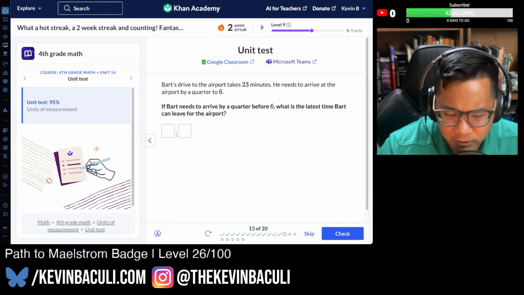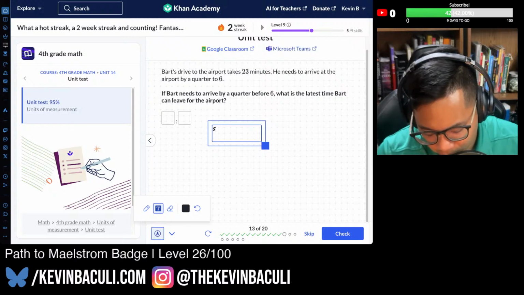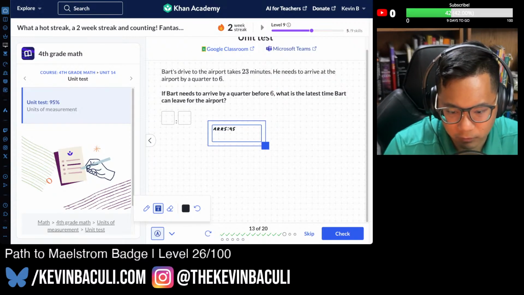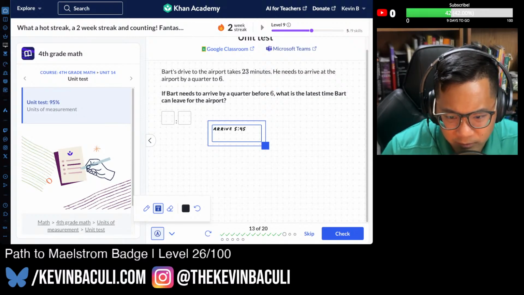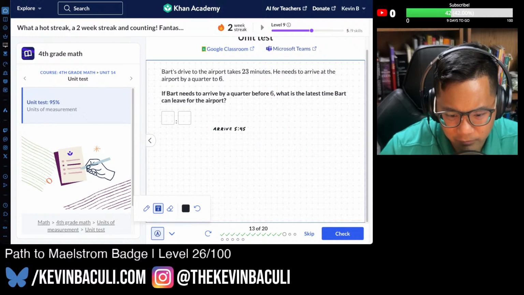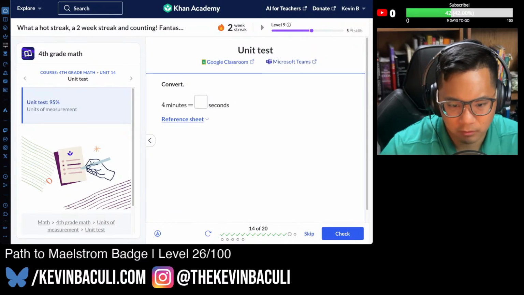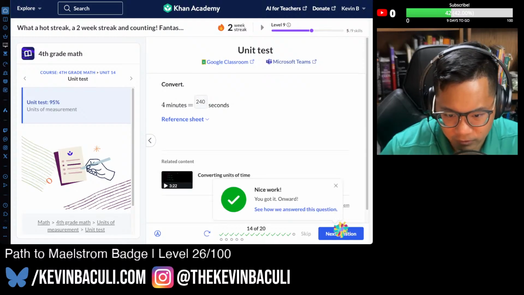Bart's drive to the airport takes 23 minutes. He needs to arrive at the airport by 5:45. So he needs to get there by 5:45. If Bart needs, what's the latest time he can leave for the airport? 5:22. 4 minutes is 240 seconds.